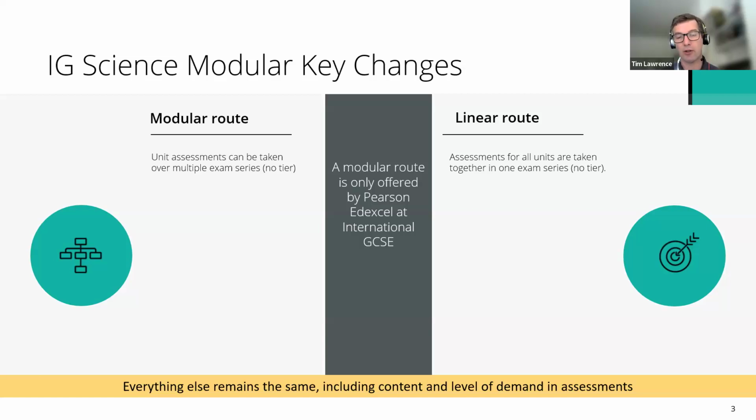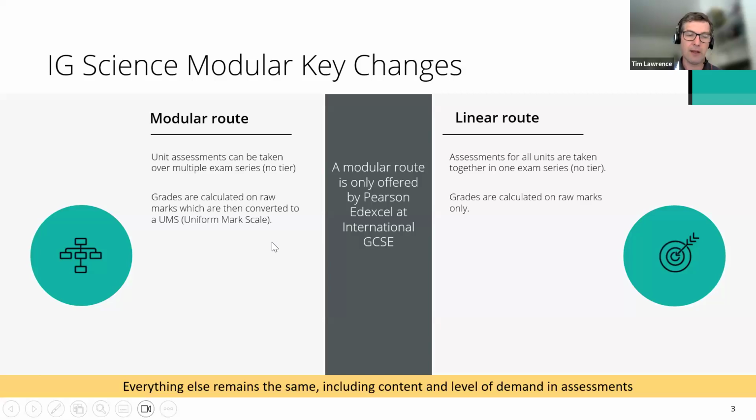They both have a single paper for each unit, and so it's actually quite a lot simpler in terms of that aspect of administration and planning. For the linear route, as lots of you will be familiar, you just have a grade boundary, which is different every year because it depends slightly on how the paper performed, how difficult the cohort as a whole found it.